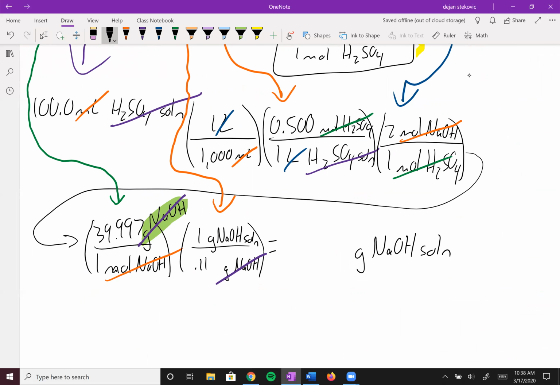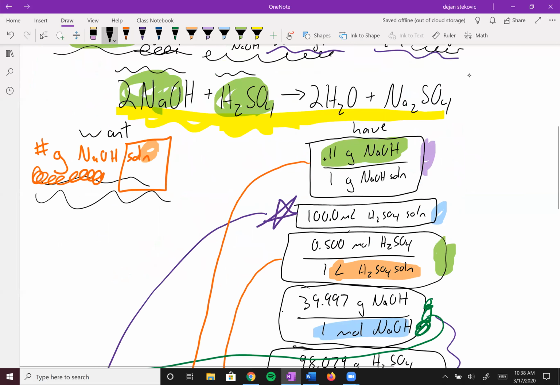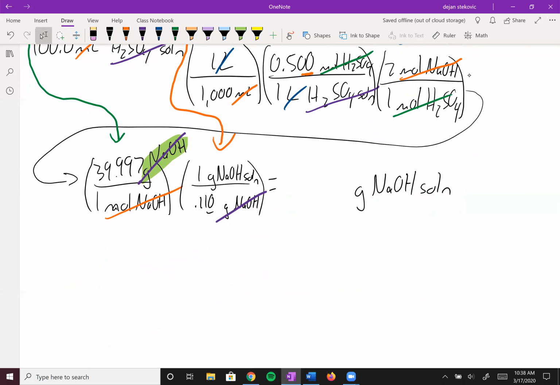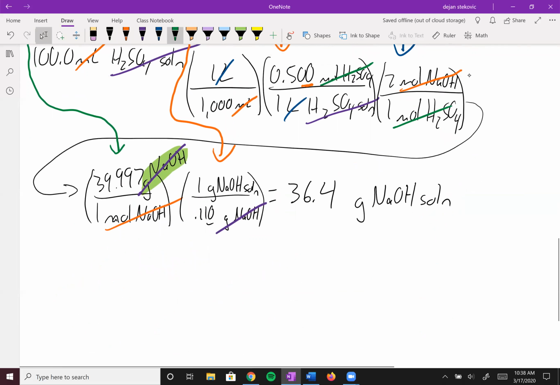And now we just need to take our handy dandy calculator and plug through. So we'll do 100 divided by 1000 times 0.5 times 2 times 39.997 divided by 0.11. And let's see, we only have 3 sig figs here, so our final answer will have 3 sig figs, I believe. So this should be 36.4 grams of sodium hydroxide solution, and that's your final answer for this problem.